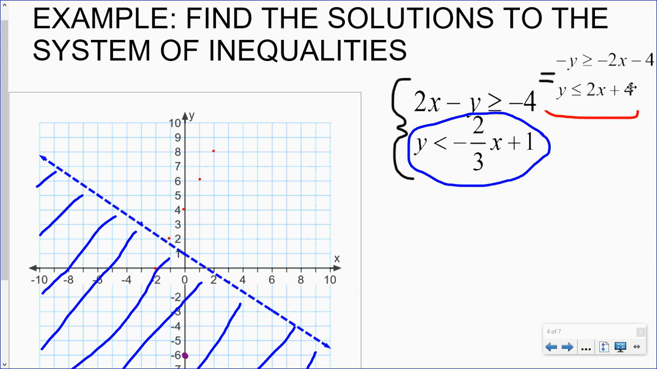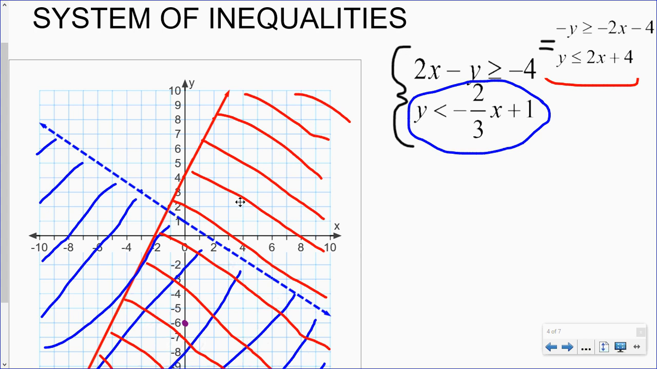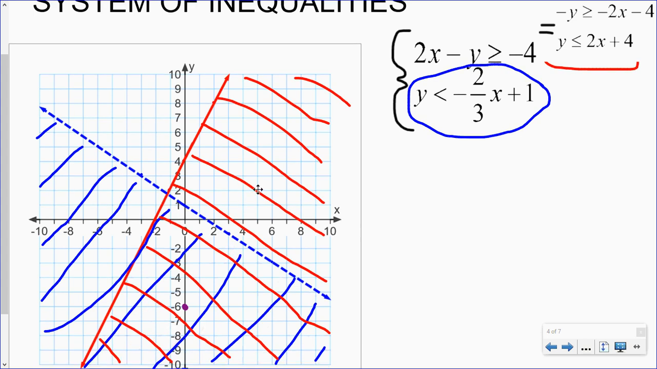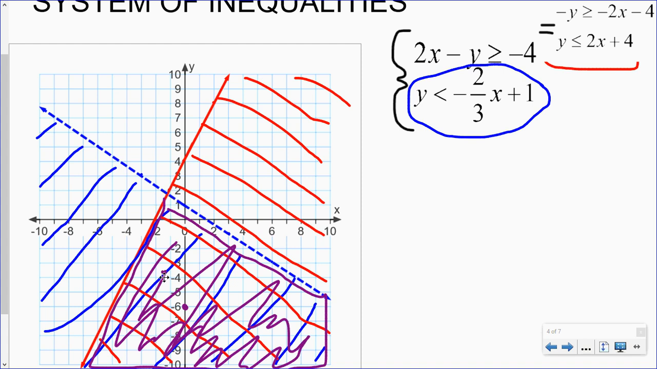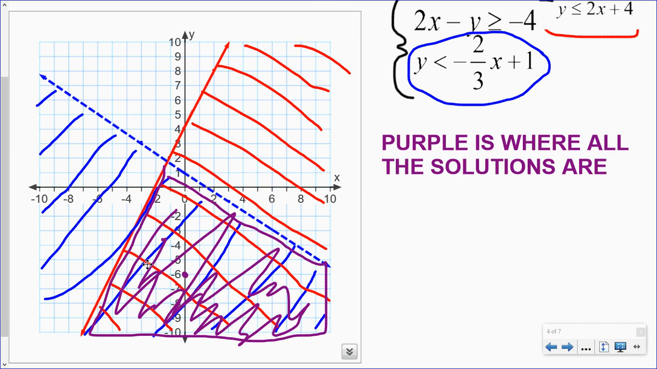Now I need to graph the other one. y is less than or equal to 2x plus 4. 4 is my y-intercept, 2 is my slope, so I go up 2 over 1. It is equal to, so it's going to be a solid line. And it's less than, so I shade below that line. Do you see how this section has both red and blue in it? That is where I find my solutions, in this purple section. So that little point right there is a possible solution.